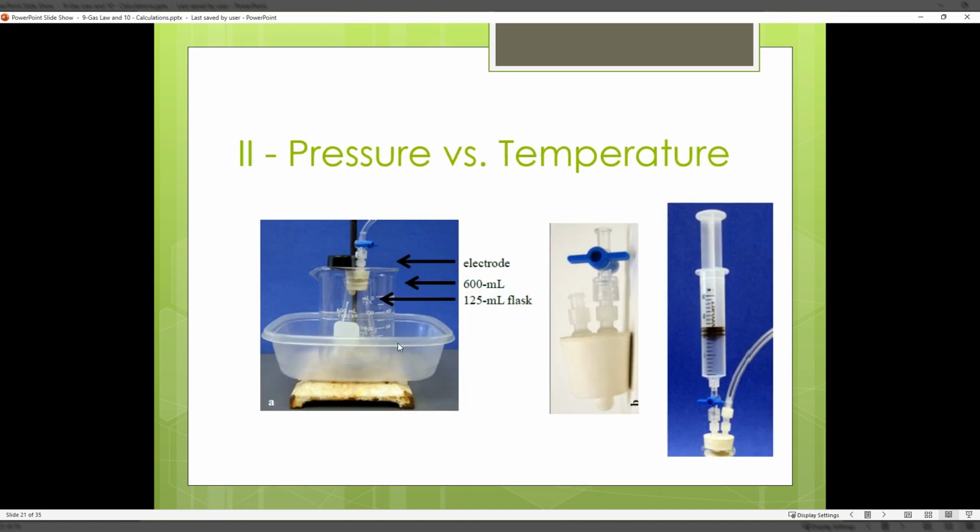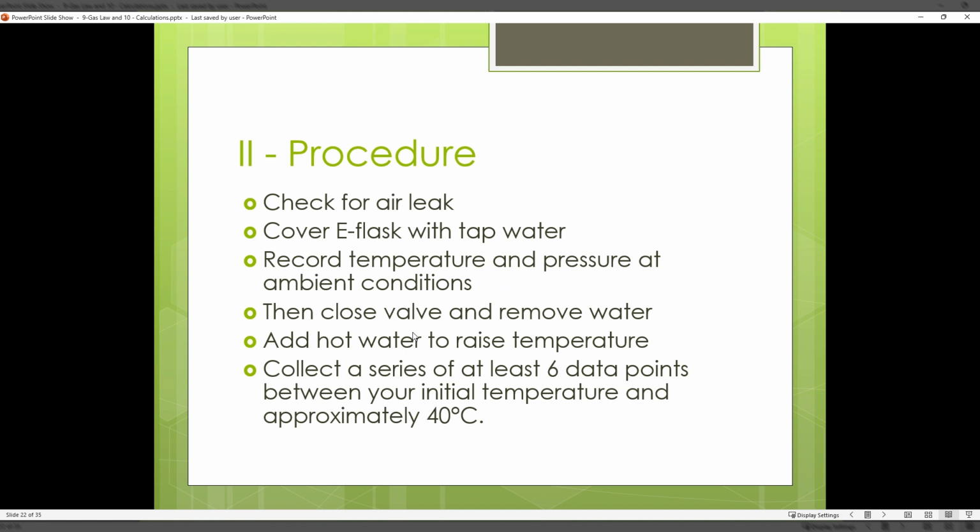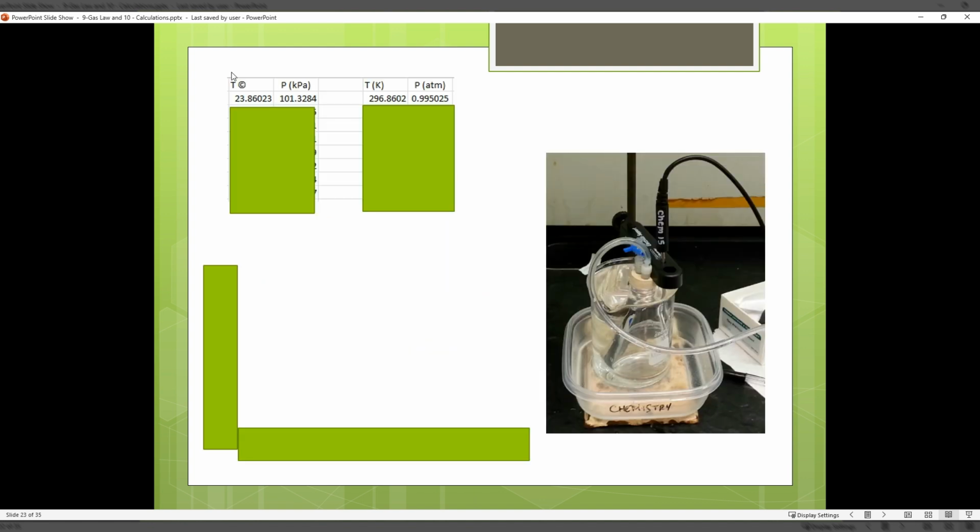For part two, you have your pressure versus temperature. It tells you to take your temperature, convert it to Kelvin, pressure into kilopascals, from kilopascals to ATM, and then make a plot. Label the axis. Should come out nice and linear.